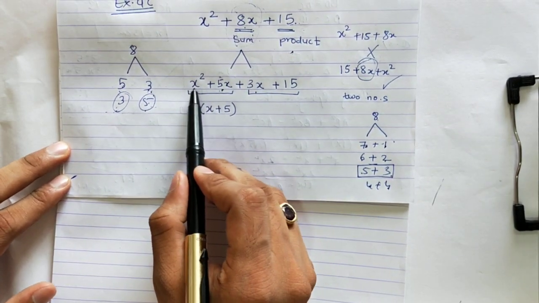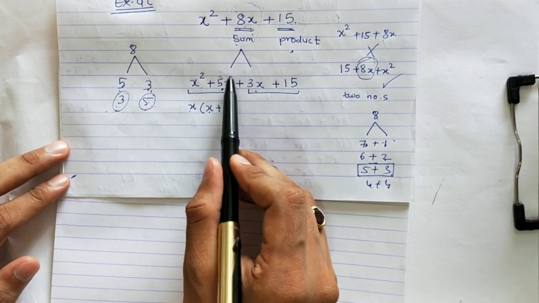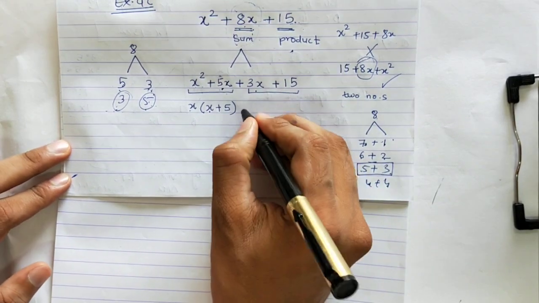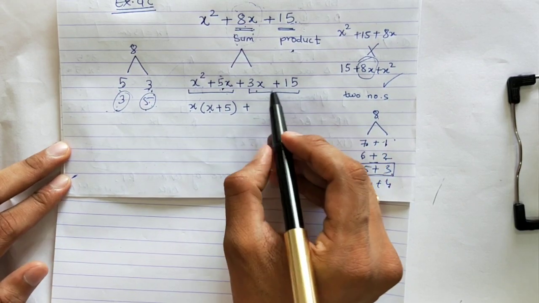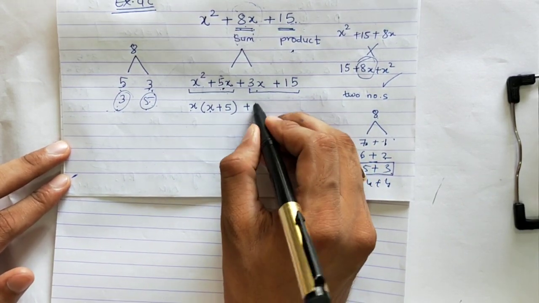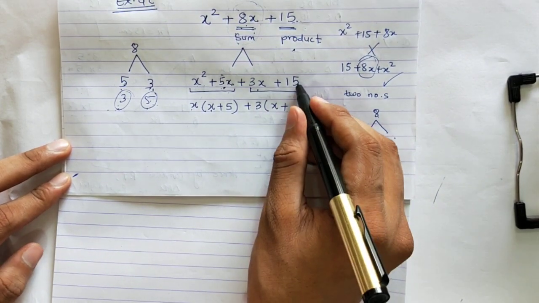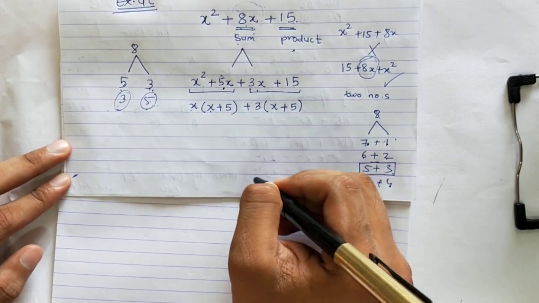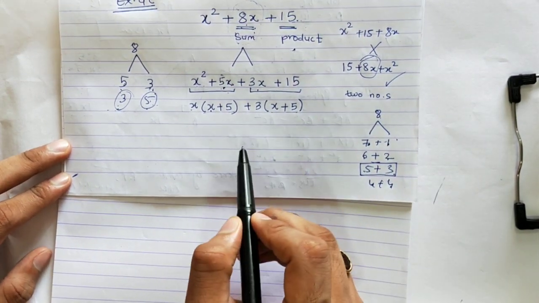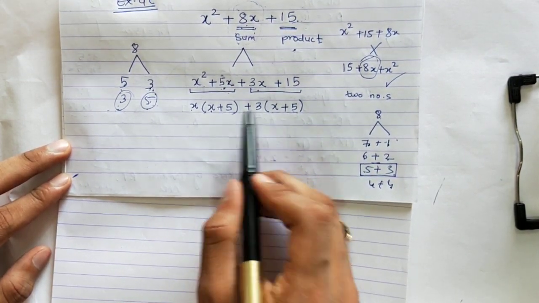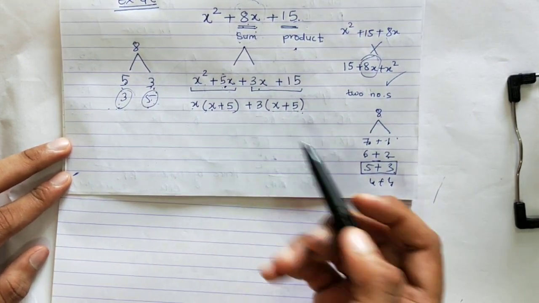See, I took x common from these both terms. So this x square became x and 5x became 5. Plus, from these two terms, I'll take 3 common. So x plus 15 divided by 3 is 5. Always you will get this bracket and this bracket same. If you are not getting these two brackets same, that means you have made some mistake. Okay, you must get these two brackets same.